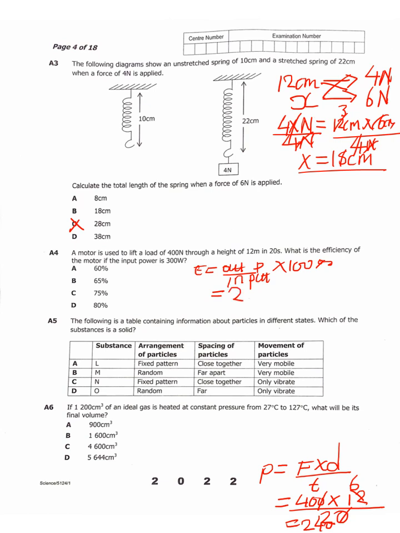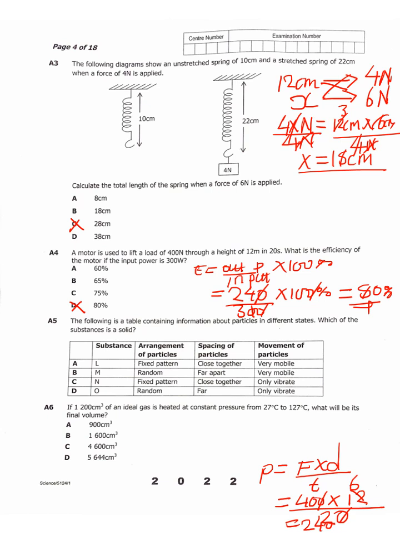So 240 divided by 300 times 100%. If we cancel the zeros, 3 into 24 is 8. 8 times 10, we get 80% as our final answer. So this is how we can find the solution for question 4. Our solution is D, 80%.